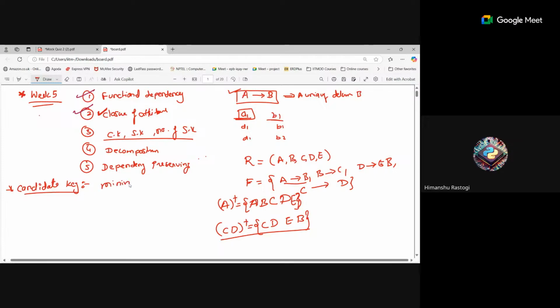Take the right hand side of all the functional dependencies in the dependency set, and then we can check whether it determines all the attributes in the relation.